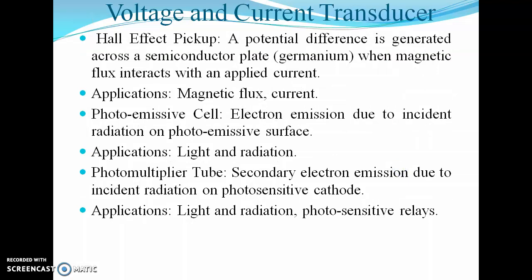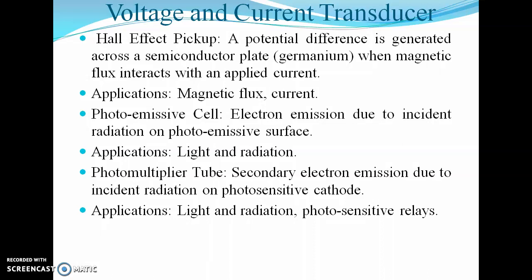Then next is voltage and current transducer. An example of this type of transducer is the Hall effect pickup. Here a potential difference is generated across a semiconductor plate, generally germanium, when magnetic flux interacts with an applied current. Application of this type of transducer is to measure magnetic flux and current.